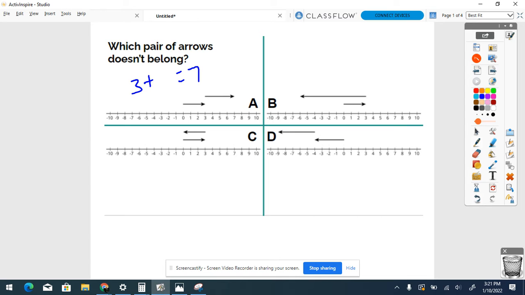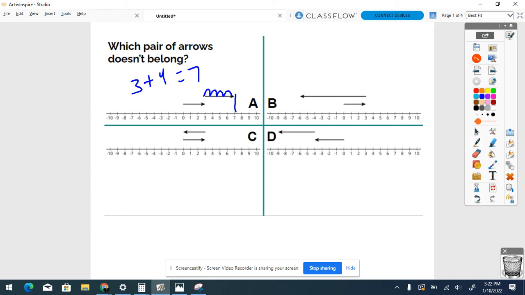So I have to ask myself, 3 plus what is 7? So you're probably thinking to yourself, well, I know 3 plus 4 is 7, and that is correct. But if I didn't know that, how could I answer that using the number line? Well, my first arrow goes to 3 because that's where I start. Okay, my second arrow, let's count how many times it goes over. 1, 2, 3, 4. So it starts at 3, it goes over 4, and it ends up at 7. So that is how you can use the arrows to solve the problems.